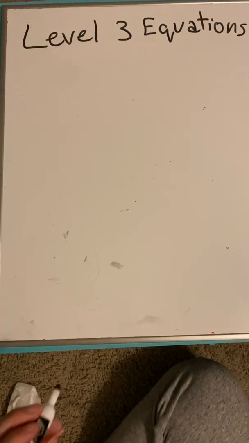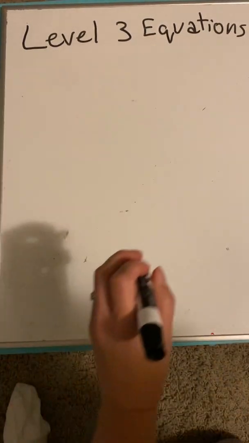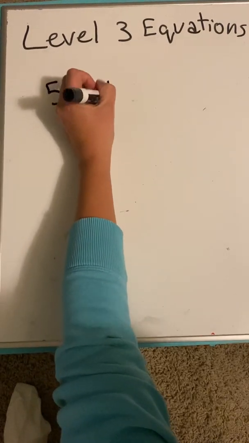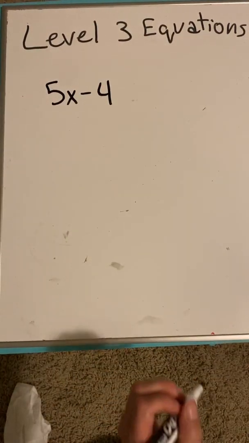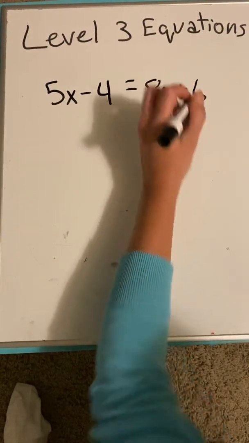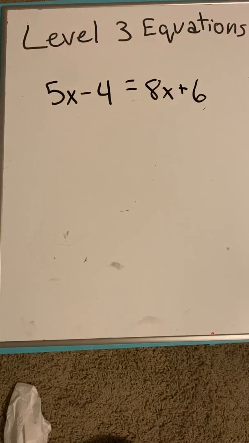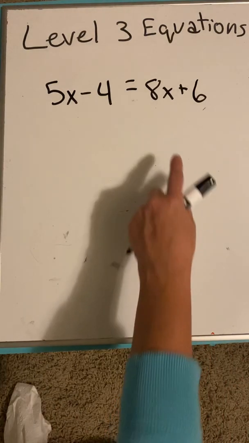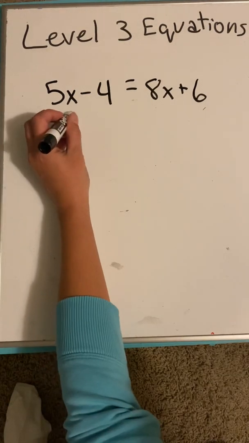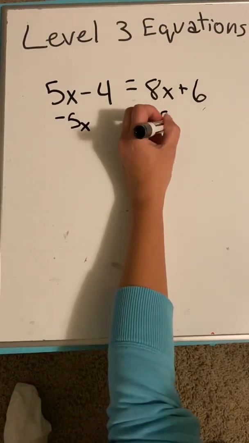Third equation is 5x minus 4 equals 8x plus 6. Okay, so again, we got to get a variable on the same side of the equation. So I'm going to get my variable this time on the right because that's going to make it positive. So I'm going to subtract 5x.